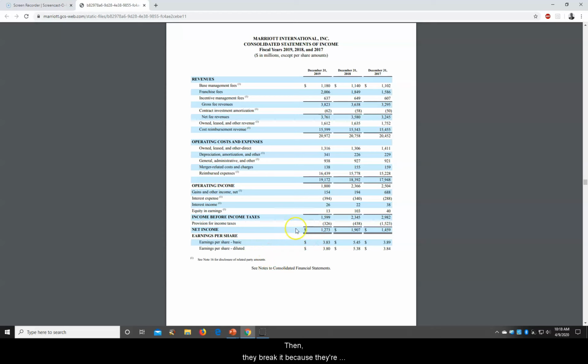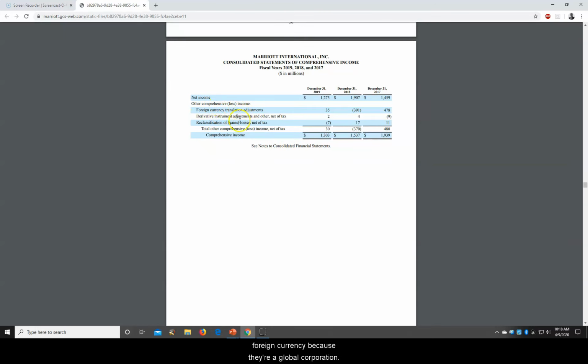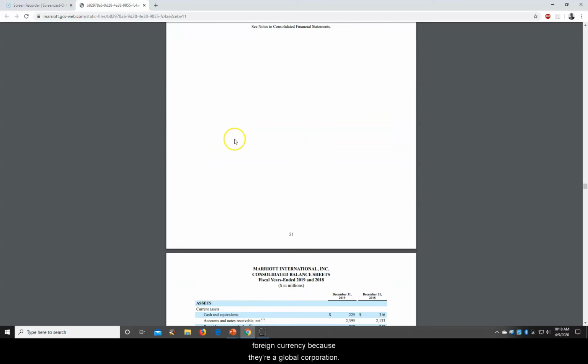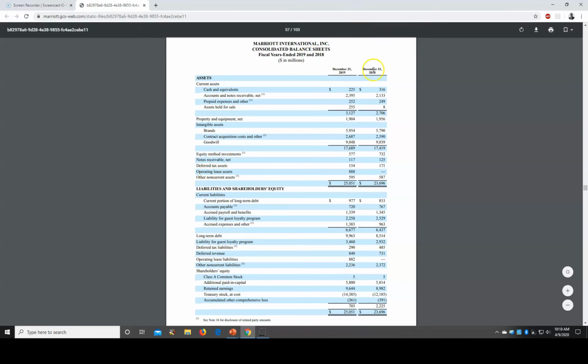Then they break it, because they're a corporation, into earnings per share. But that's their income statement. It looks similar. Okay? That's their supplement. Again, foreign currency, because they're a global corporation. But let's move next to the balance sheet. They show 2 years. Assets, liabilities, and shareholders' equity. Assets, $25 billion. Look at that, it balances. Liabilities and shareholders' equity, $25 billion.